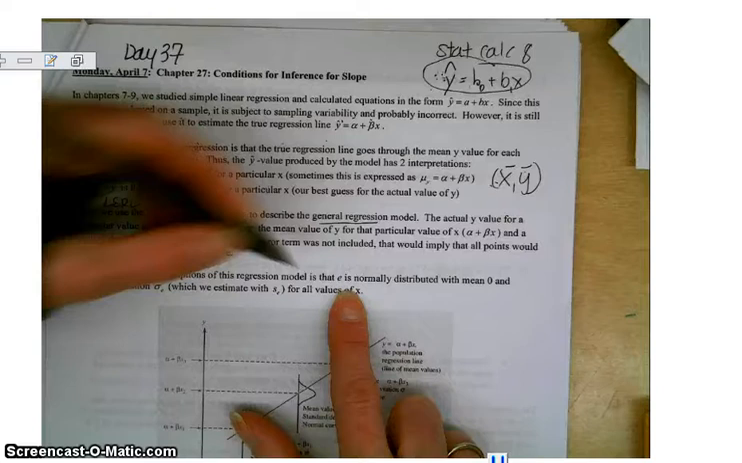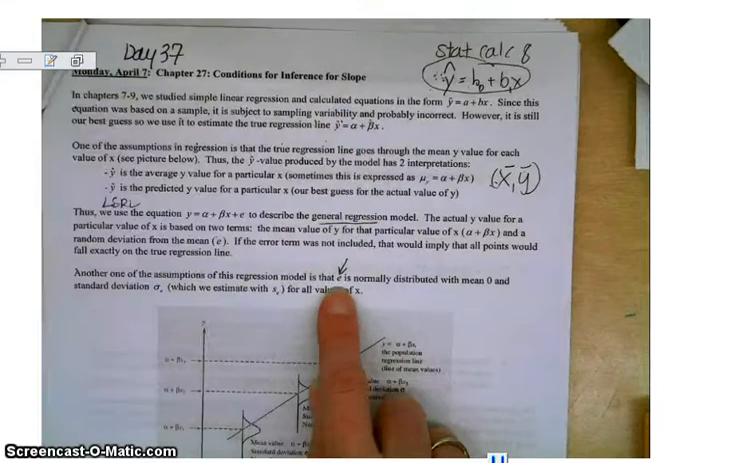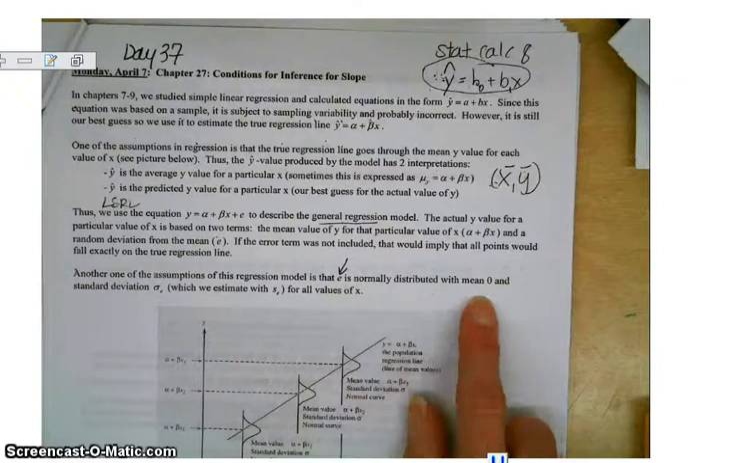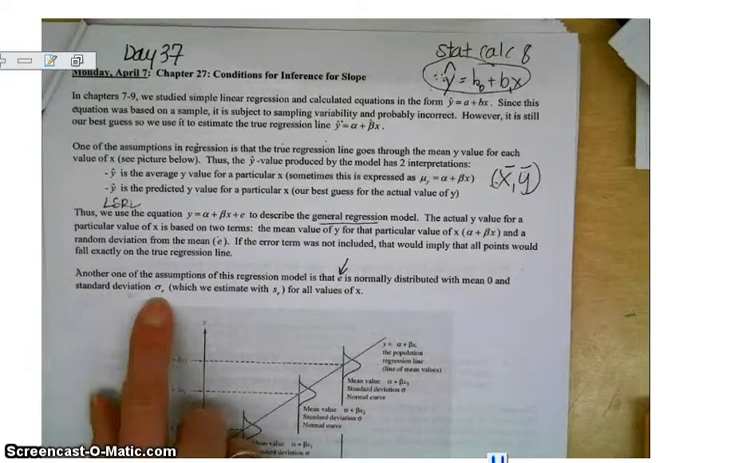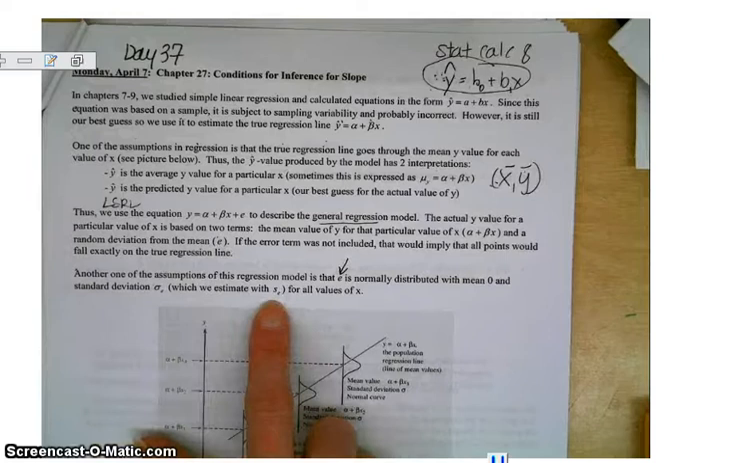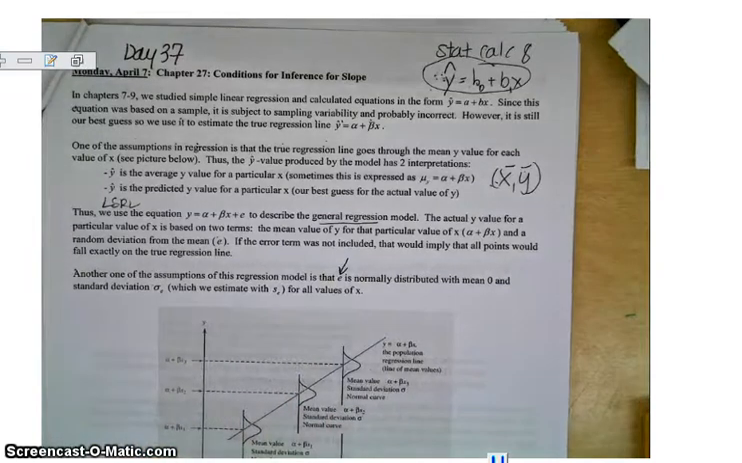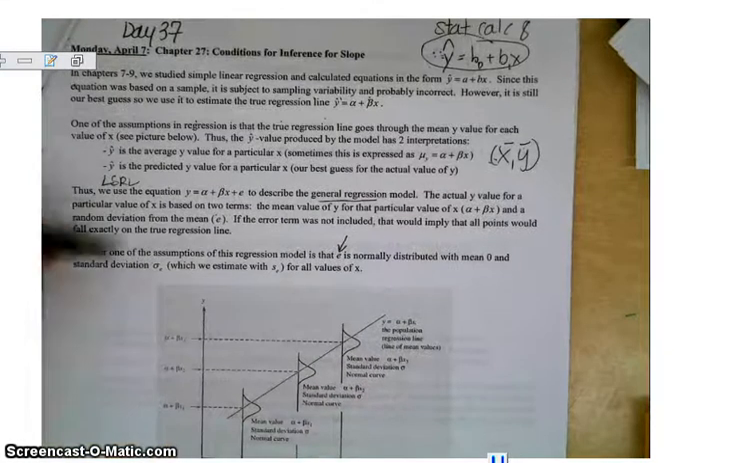Okay, so another one of the assumptions of this regression model is that E, the error, is normally distributed with mean 0 and standard deviation of the errors, which we estimate with the standard deviation of the residuals for all values of x. So here's what we have to consider. I think this picture kind of summarizes what we're dealing with here as far as assumptions. Well, not what we're assuming, here's factual.